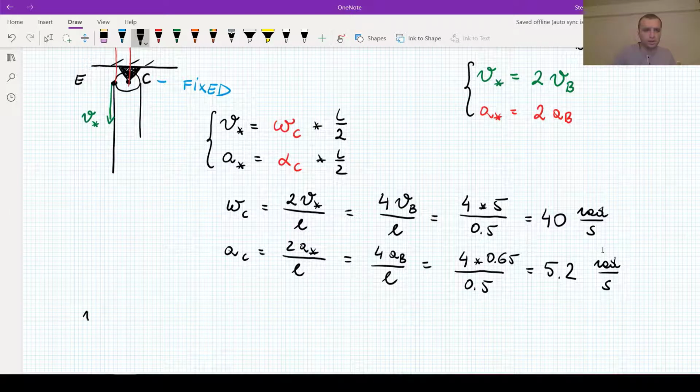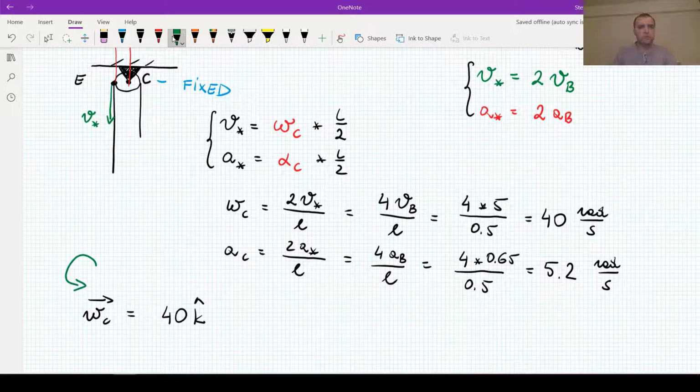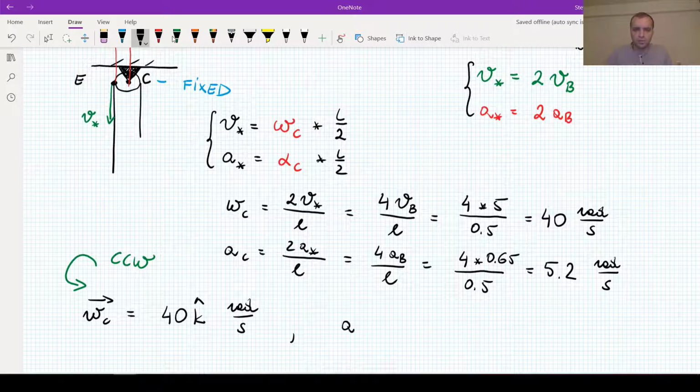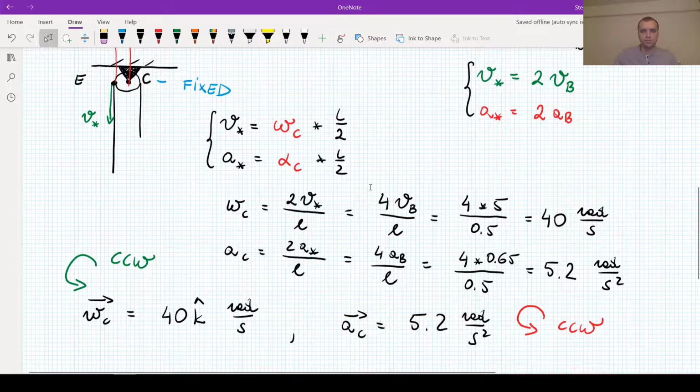Okay, let's also find omega C vector-wise. So this will be 40k, and it will be rotating this way. So this is positive value. This is counterclockwise. And alpha C will be analogical. Alpha C is equal to positive 5.2 radians per second square. I forgot about square here. And this is also rotating counterclockwise. All right, that's the end of example number 2.